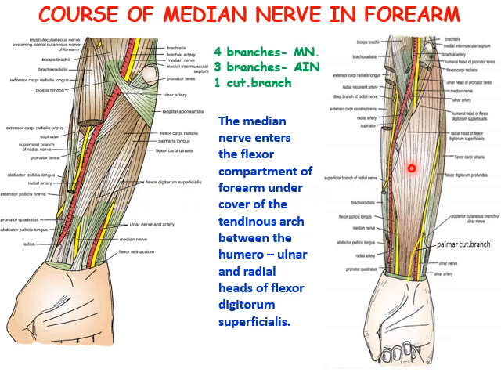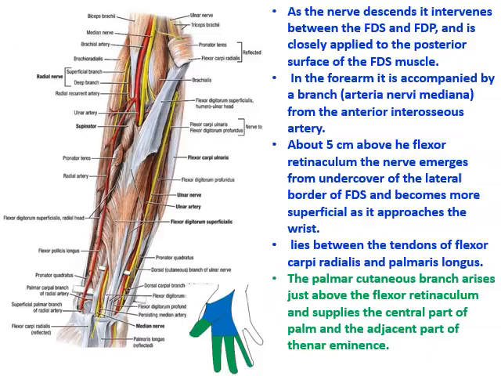So here the median nerve, to enter into the forearm, goes beneath this musculotendinous arch of the flexor digitorum superficialis. So here you can very clearly see this is the tendinous arch of the flexor digitorum superficialis, this being the humero-ulnar head and this being the radial head. So this is the median nerve. So that goes beneath this arch and rests on the flexor digitorum profundus.